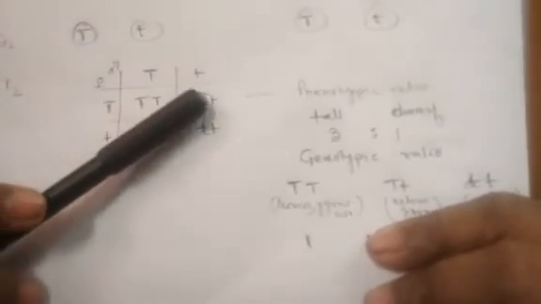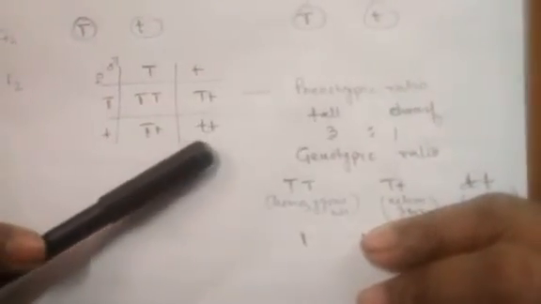Now, phenotype, that means what we are observing. We are observing 3 individuals tall, 1 dwarf. So the phenotypic ratio will be tall to dwarf, 3 is to 1.